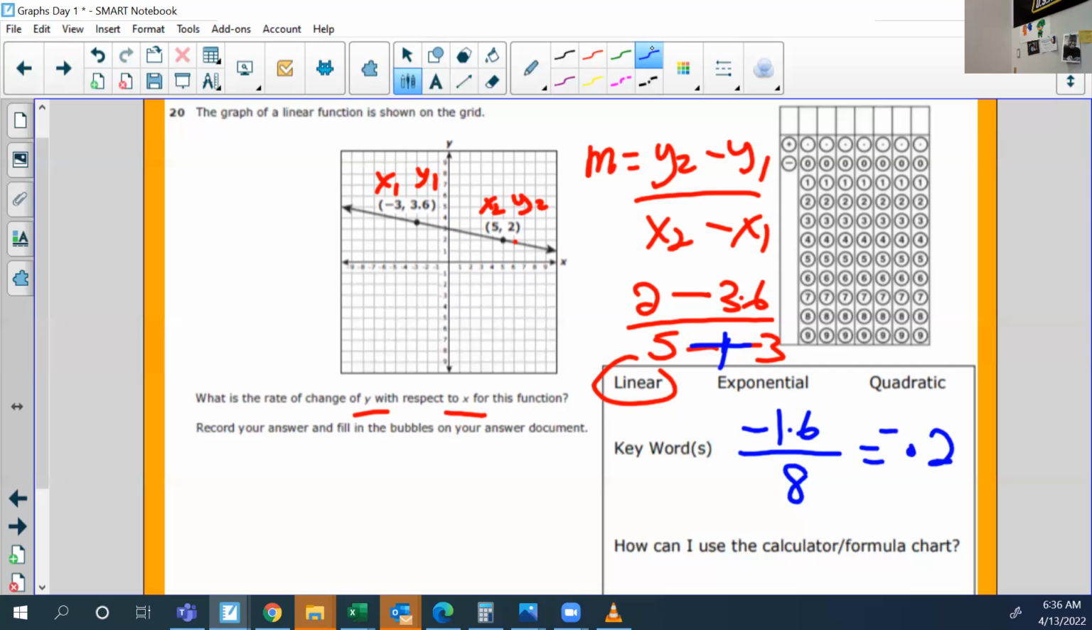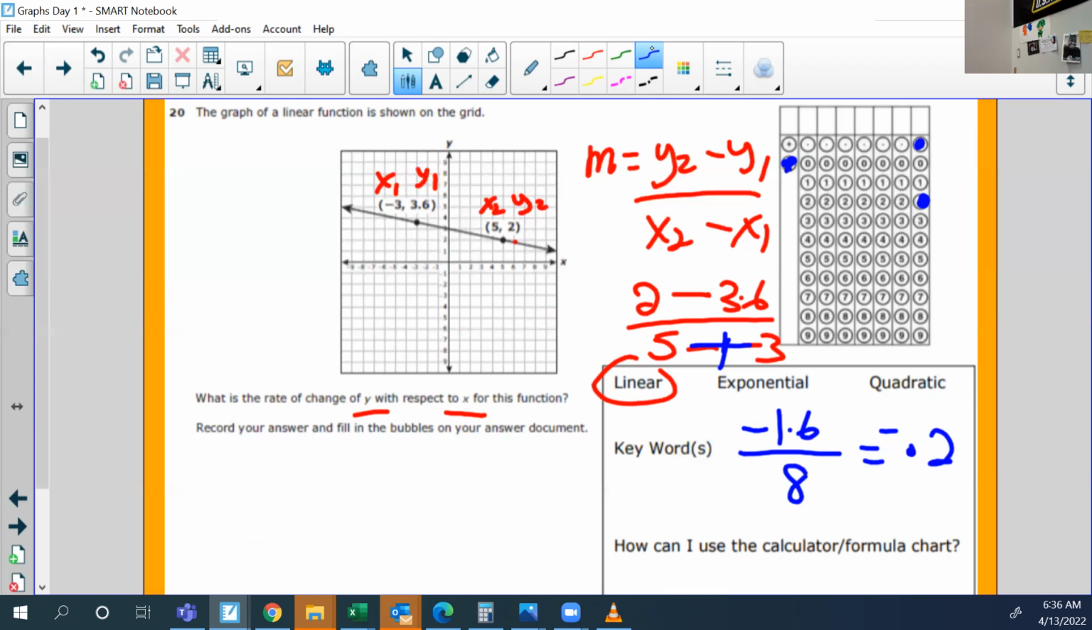And so again, to bubble in, negative, and then we're going to use the decimal point, 0.2, right? Or some of you may go the other way around. You may go to the end. Then I just do this instead of putting it right here. Make sure you have negative, and then go all the way down to 0.2. All right, 0.2.